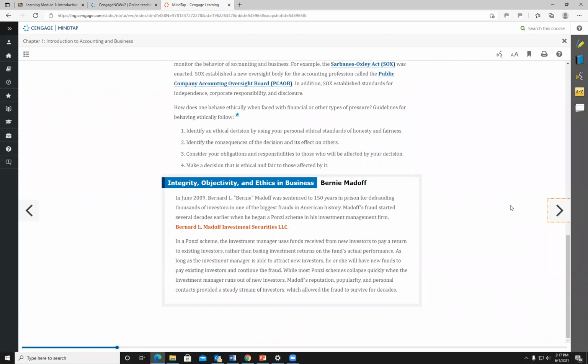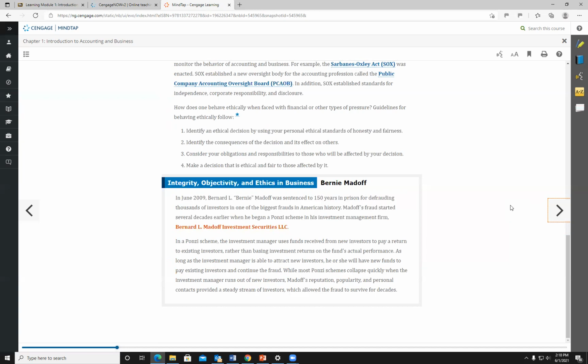Real quickly, another really famous fraud case was the Bernie Madoff case, where he was the most famous person pulling off a Ponzi scheme. So what is a Ponzi scheme? A Ponzi scheme is where the investment manager uses funds received from new investors to pay a return to existing investors rather than basing investment returns on the funds' actual performance.